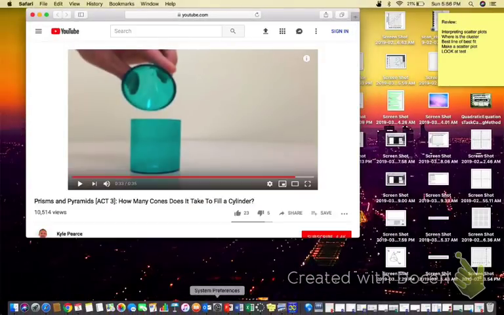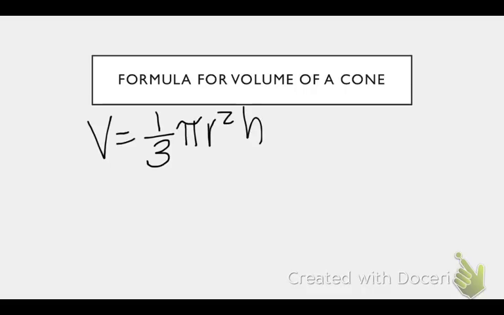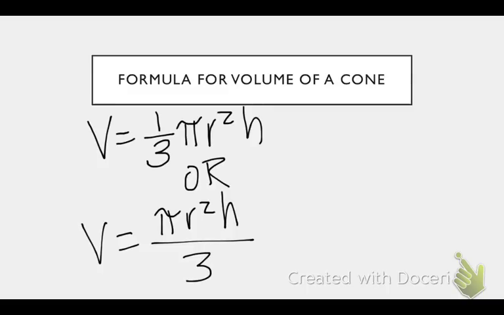So that should give us a pretty good idea of what the formula for a cone is. It is exactly the same as a cylinder, just divided by 3. So volume equals 1/3 pi r squared h. Or another way to write it is volume equals pi r squared h divided by 3. Okay, those mean the same thing. This one might be the easier one to understand, but 1/3 pi r squared h is the same as dividing by 3.